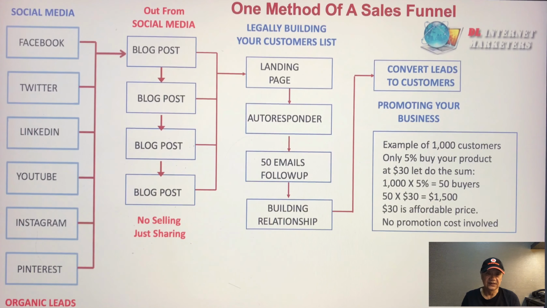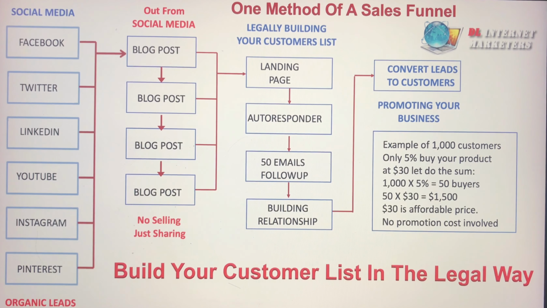When we come to promoting your business, for example, if you have built up to 1,000 customers on your list, when promoting whatever services or product that you have, only about 5% will buy. You will not get 100%, but you get 5% to buy your product. And if you are selling the product at $30, let's do the sum. 1,000 times 5% is about 50 buyers. So 50 buyers paying you $30 is equal to $1,500. $30 is most of the time affordable to most buyers. And this is where I'm saying, build your customer list in a legal way.